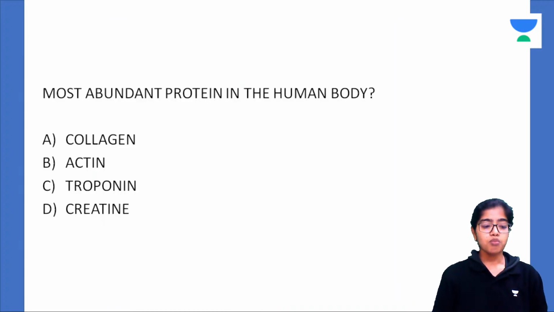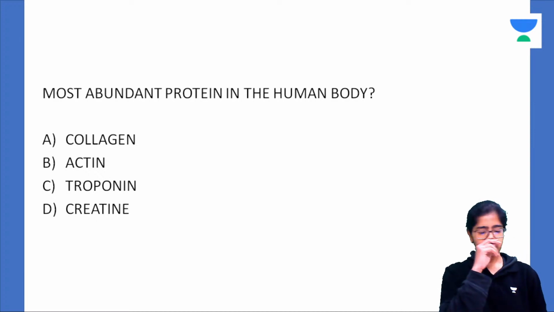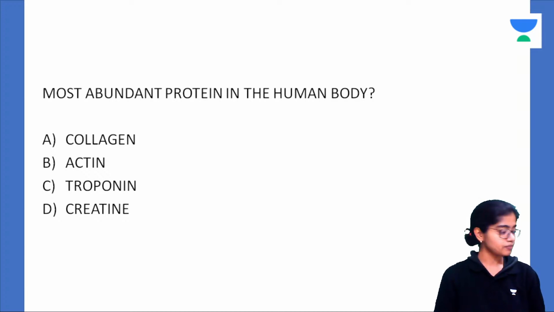Now, this question is: the most abundant protein in the human body is A. Collagen, B. Actin, C. Troponin, or D. Creatine. You have to tell the most abundant protein in the human body. I'll give you 5 minutes for this. Do answer in the live chat right now, and then we'll discuss. Whichever is the correct answer, I'm going to discuss the structure for that. It is very, very important to know the structure, as it is an important biomolecule. We have already discussed it, but I'm going to revise it here. Come on, all of you can call up your friends as well.